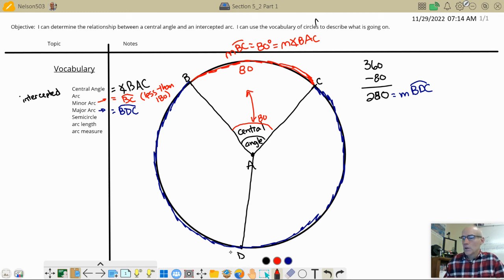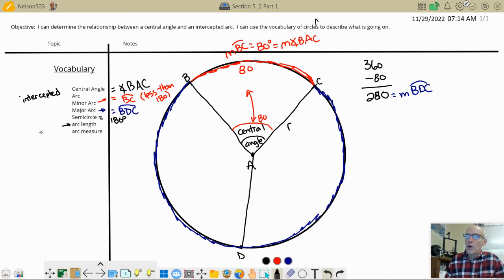Well, a semicircle would equal 180 degrees. I don't have a semicircle, I don't think, in my drawing here. I don't want to clutter it up too much. The semicircle is 180 degrees. The arc length, that would depend upon how big the radius is. We're not worried about that today.